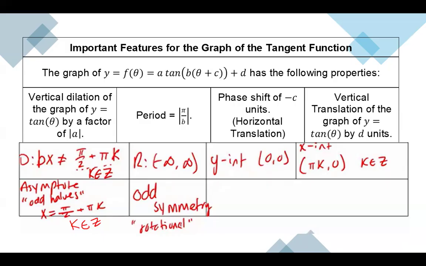Tangent looks more complicated because it is made up of two functions, and those functions' properties have to come together and make one. Make sense? However, if you're reading and analyzing the graph, you can pretty much do all this on your own.